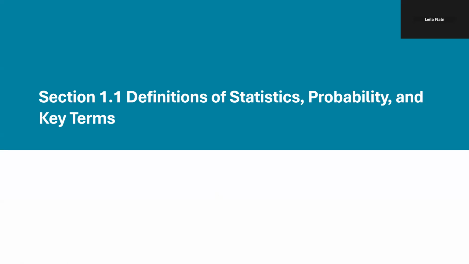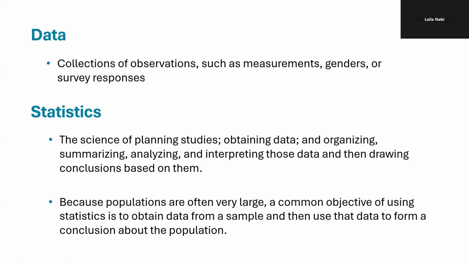Today we want to go over sections 1.1 and 1.2. 1.1 is talking about the definition of statistics, probability, and key terms. It's just more about the definitions. First, we want to learn about data.